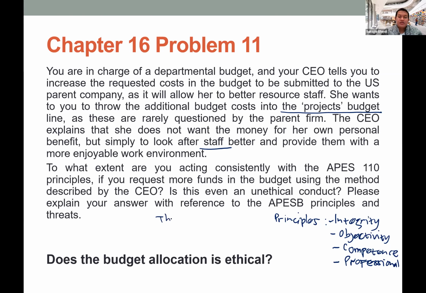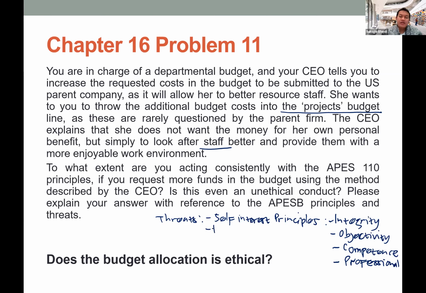So what threats could be identified in this case? Obviously we have self-interest. The CEO has self-interest to improve the well-being of the staff by using the project budget. So obviously we have self-interest.